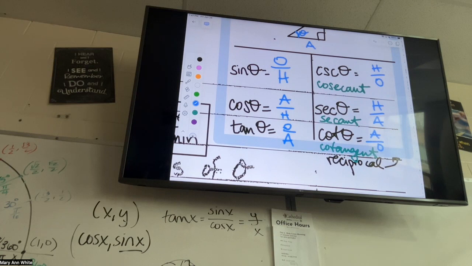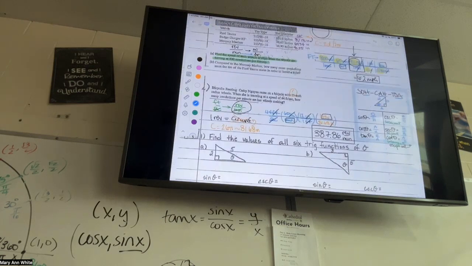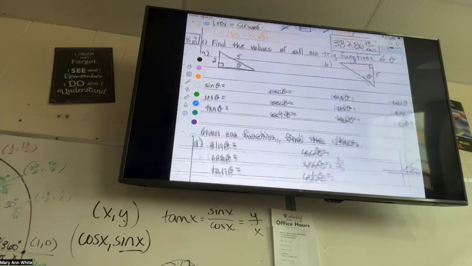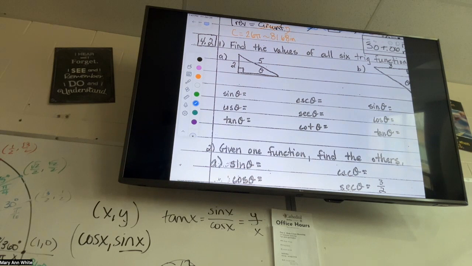All right, we are going to use these all day today. We are going to go down to the next part, and we have 4 different triangles that we are going to find the missing side for. We are going to find all of the trig functions after we find that missing side. Can I move on to that first question?